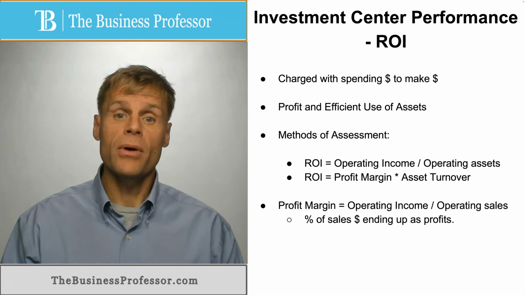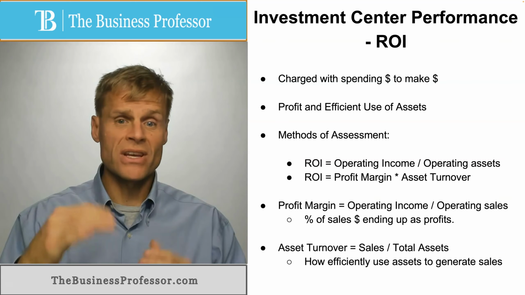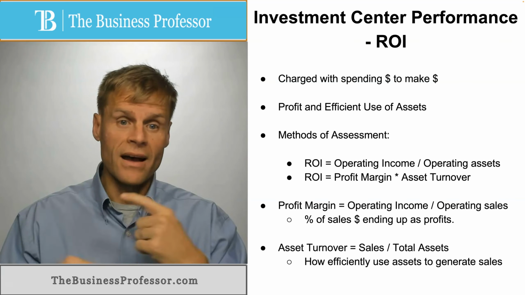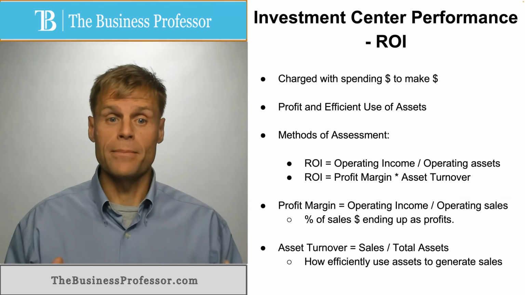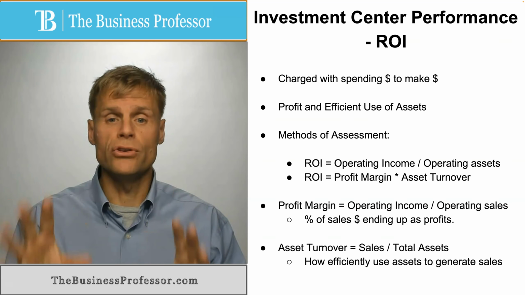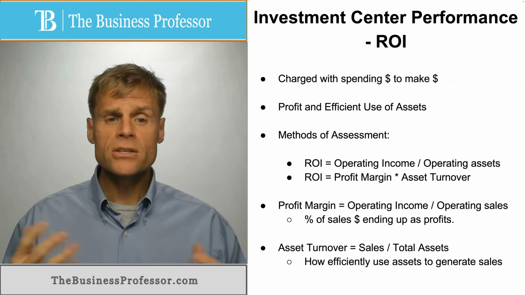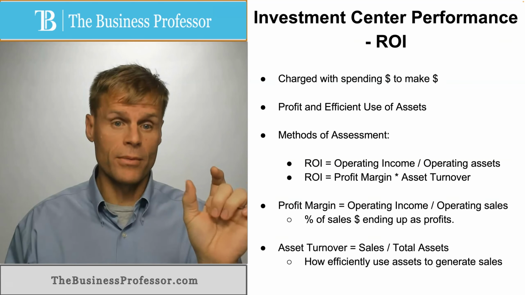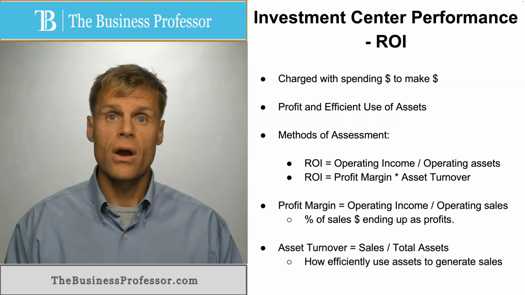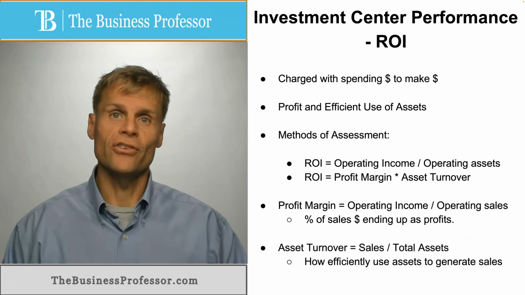So anyway, you take your profit margin and you multiply it by asset turnover, which is simply your sales divided by your total assets, how fast you're turning those over. You get a metric there. So generally, that's going to be the component that tells you how efficiently you use your assets to generate sales or sales revenue. So with that said, if you multiply the profit margin by the asset turnover, once again, that's another metric for getting return on investment that can be used in the investment center as a metric of performance.